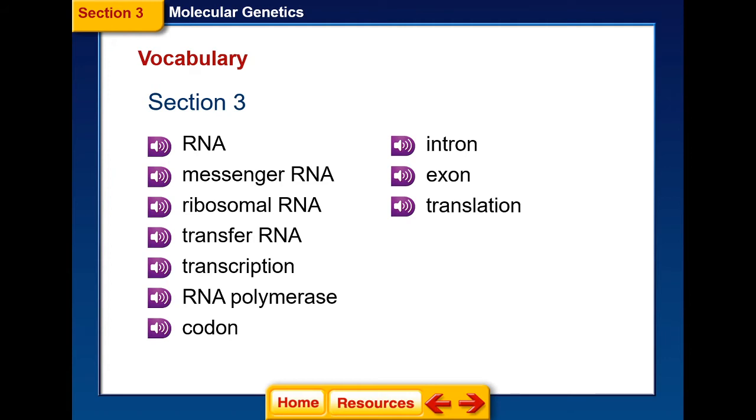Section 3, some vocab here: RNA, messenger RNA, ribosomal RNA, transfer RNA, transcription, RNA polymerase, codon, intron, exon, and translation.